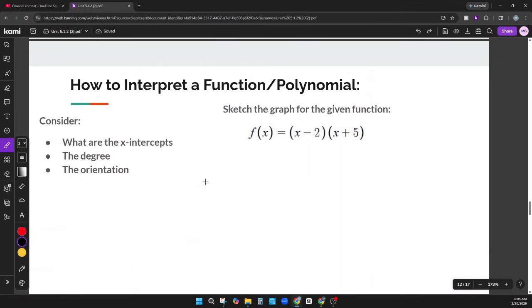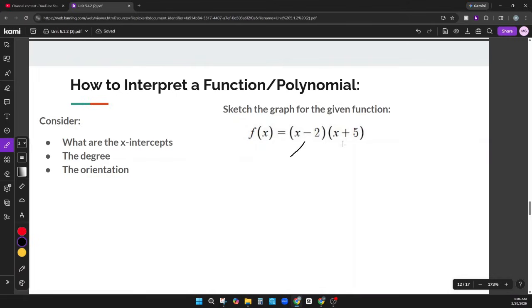Because now we're not just given the x-intercepts, we're given the function. So sketch the graph given the function. Instead of being given the x-intercepts, we need to actually figure out what the x-intercepts are based off of this function.